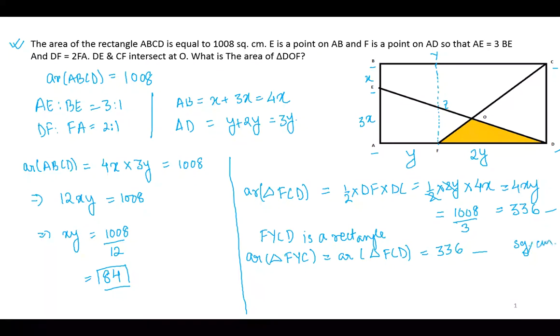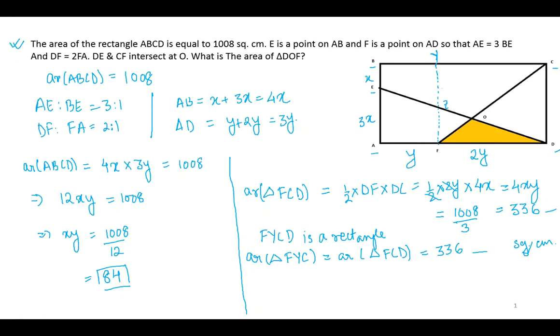Now another thing we have found out is that basically YF is doing the same work as CF. We discussed that CF is basically dividing this whole rectangle into two parts, with one area being 1/3 and the other area being 2/3.